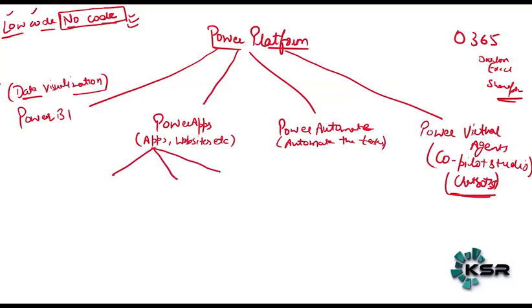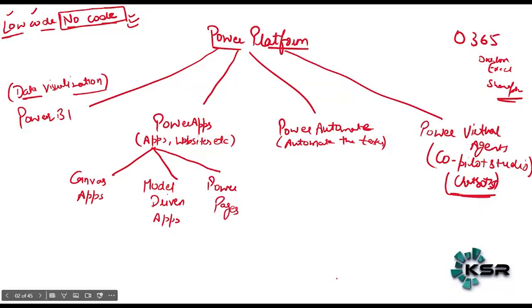Anyone knows? Canvas apps, model-driven apps, and Power Pages. So guys, it is divided into 3 parts. We have 3 kinds of Power Apps. First one is Canvas apps, model-driven apps, and then Power Pages. Previously, Power Pages was called Power Portals. Now they have revamped it into Power Pages.